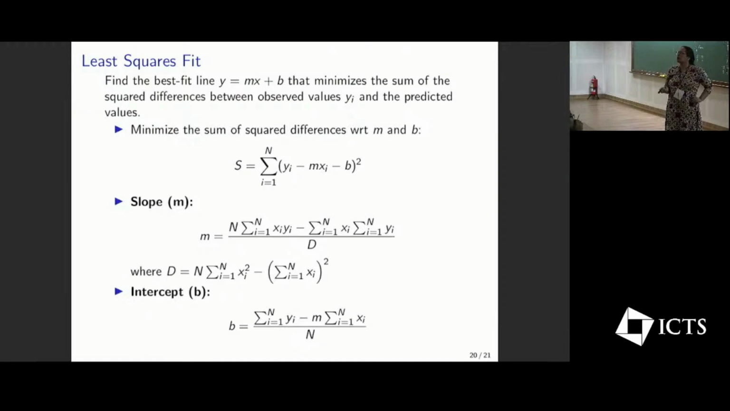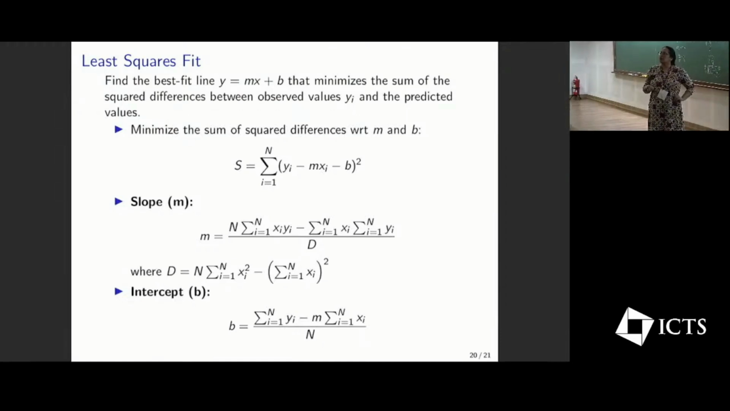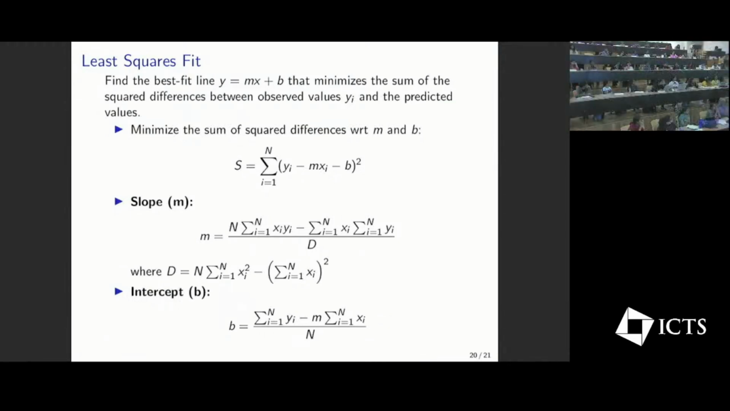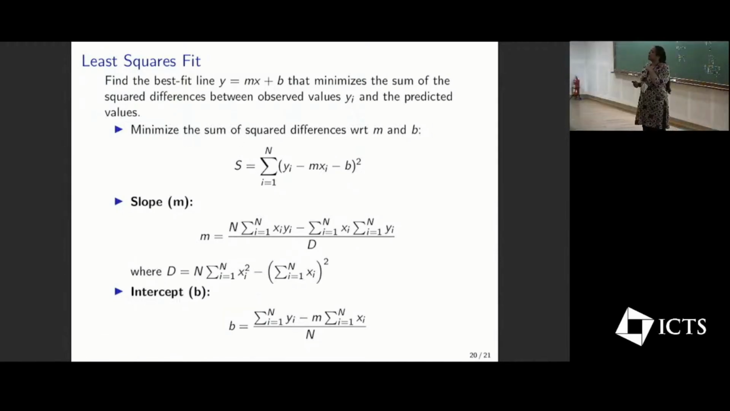With respect to what do you minimize? What are the things which are changing? No, you can't change the observed values, the observed values are the observed values. What are the things that you want to change to get the ideal line? The only things you can change for a line are the slope and the intercept. So you keep varying the slope and the intercept, and you find that combination which gives you the smallest value of S. So M and B are the ones that you're tuning in this minimization calculation.